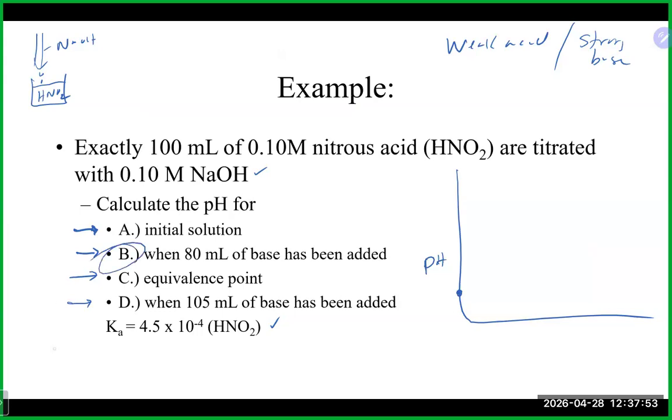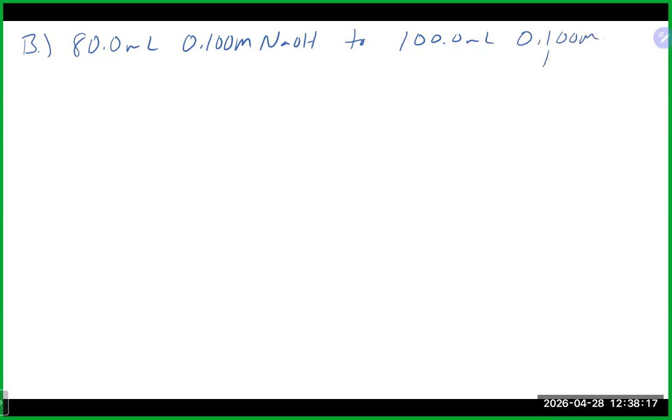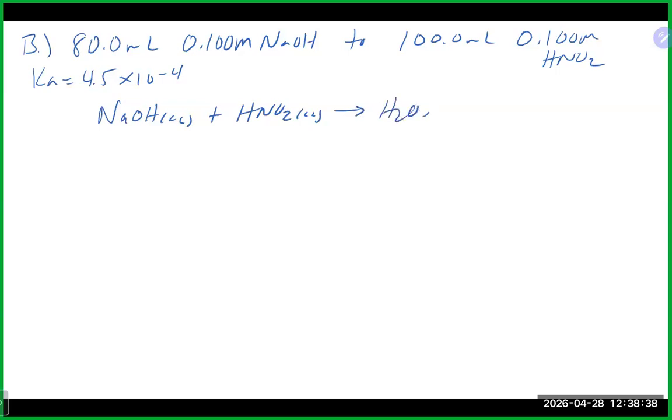All right, we're now at B, and we want to know what is the pH after we add 80 milliliters of our base. And in this case, we will get a reaction. So we're going to add 80 milliliters of our 0.1 molar sodium hydroxide to our 100 milliliters of our 0.1 molar HNO2, still the same Ka value, 4.5 times 10 to the minus 4. So clearly here we're going to get a reaction. So we'll go a little sodium hydroxide here, plus our HNO2. Going to make some water, I believe, and a little sodium nitrite here.